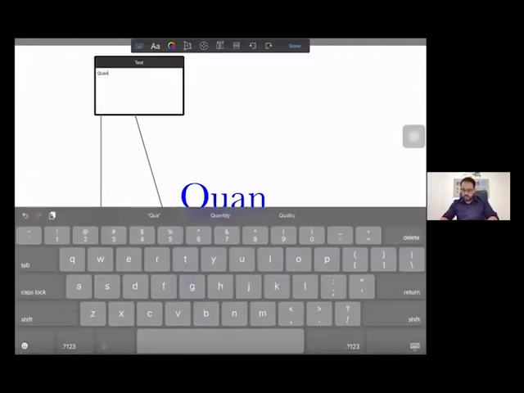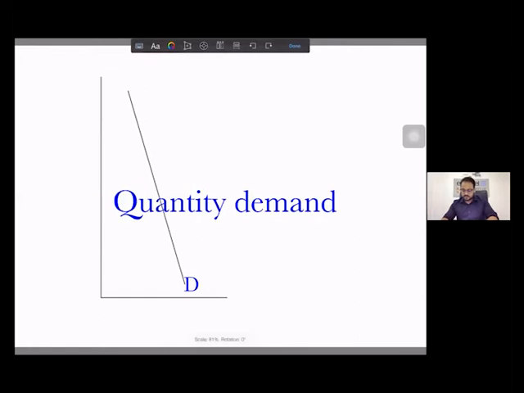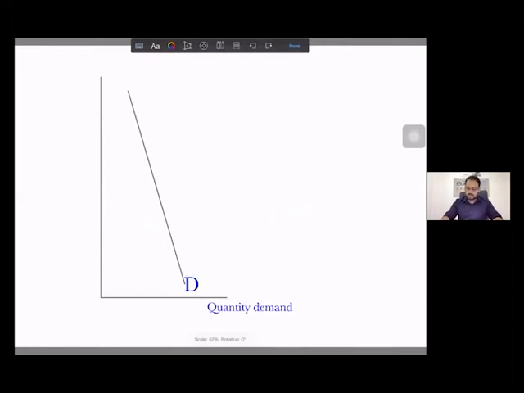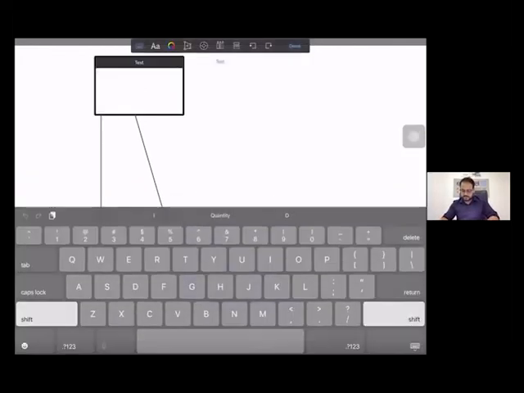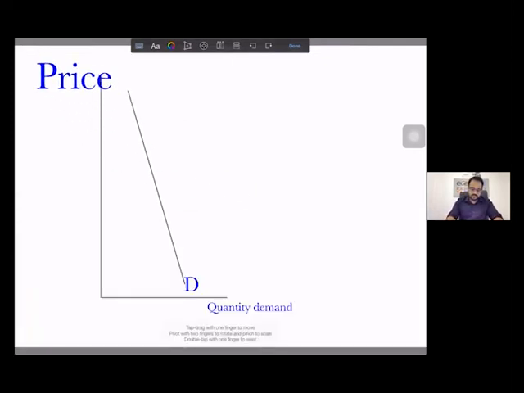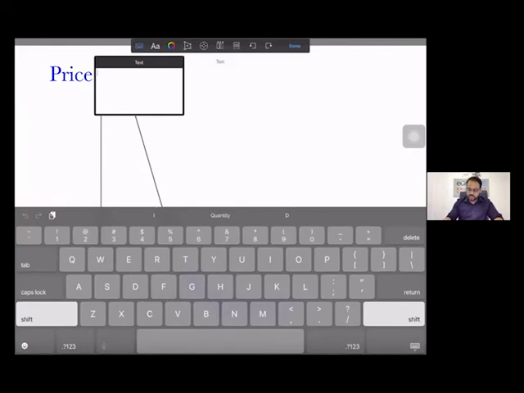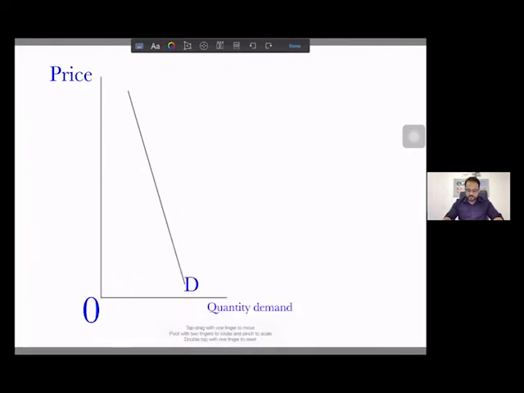That's your quantity demanded. That's your price. That's going to be a price. And as usual, this is going to be a 0. Okay. So I'm going to make it easier.